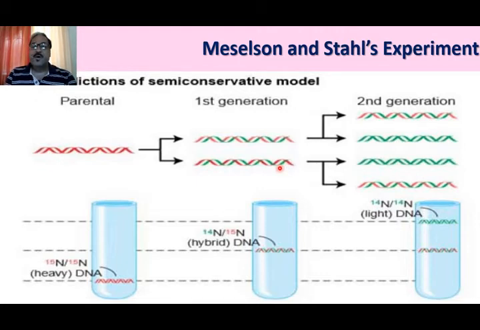So that means one strand would have N15 nitrogen in it, and the other strand would have N14 nitrogen in it, and hence the density would be intermediate, and thus they would get an intermediate level in the first generation, and in the successive generation they would get intermediate and lighter if it was semi-conservative.